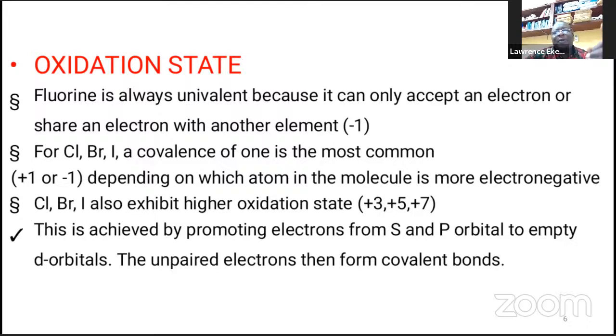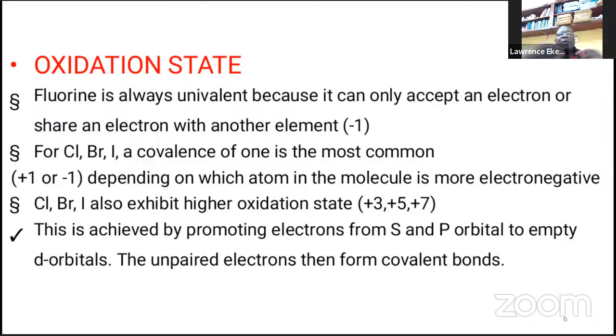However, chlorine, bromine, and iodine do exhibit higher oxidation states. But basically, most of them form a stable oxidation state of -1. Why? Because they require one additional electron to form a full octet. Fluorine has a more stable oxidation state of -1 because of its small size and its ability to easily accept one electron to form a full octet.